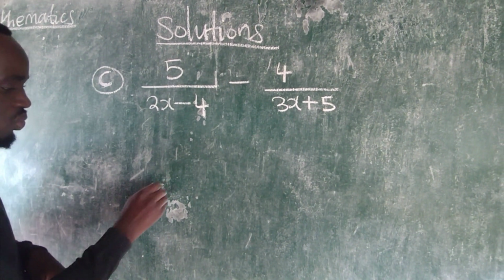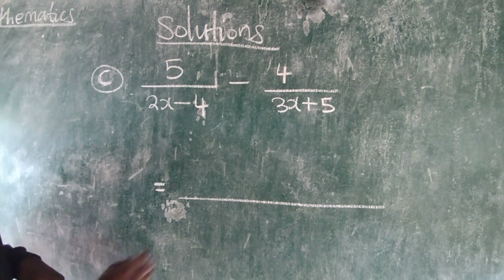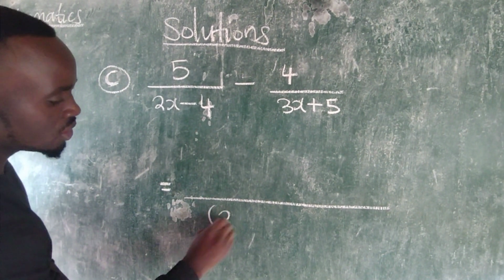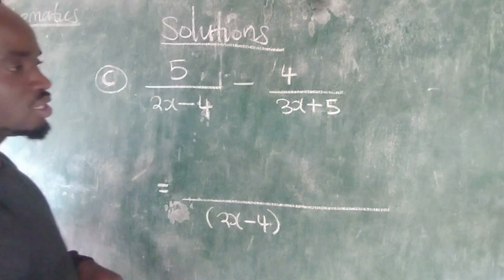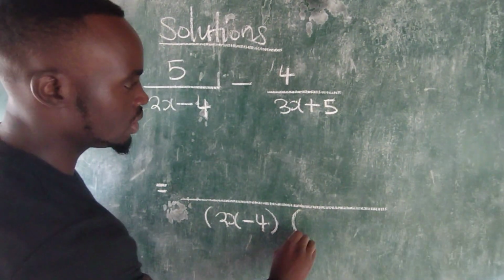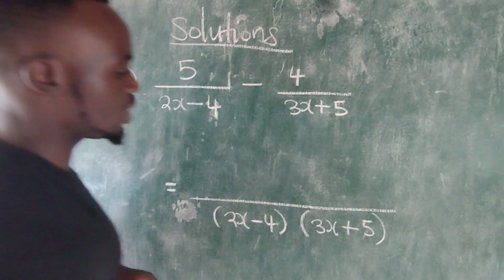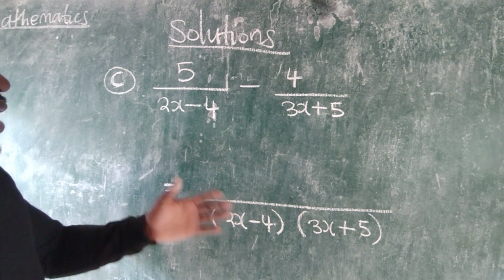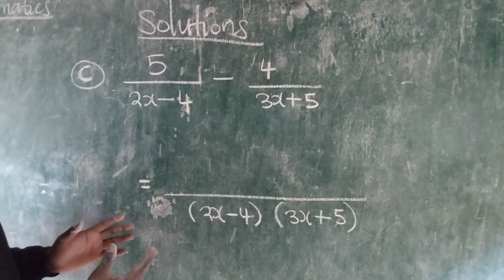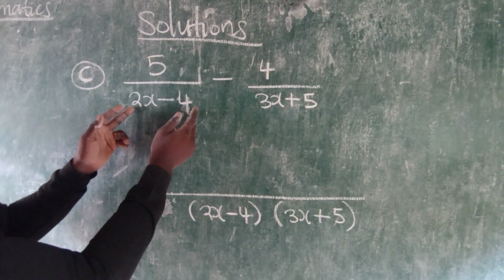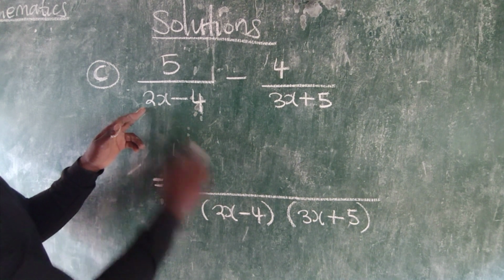So what you are going to do, you write equal to, so our denominators will be 2x minus 4, you close in brackets. Why? Because we are writing also that one, 3x plus 5. Okay, now when you are done writing like this, the next thing you start dividing. Okay, so this fraction, you work it out first. So you divide this denominator into this.